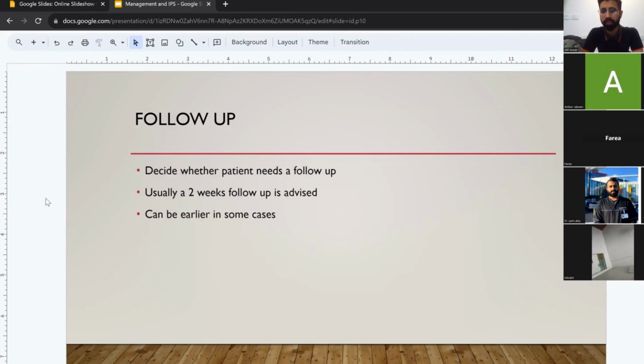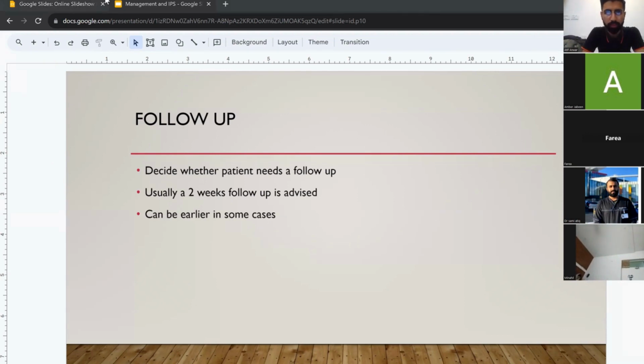Okay, so the next thing is if you are sending the patient home, if you are discharging a patient, you will need to tell the patient when you will see the patient back. Sometimes you don't even need a follow-up, so you don't need to tell the patient to come back. In some cases, you need a follow-up.